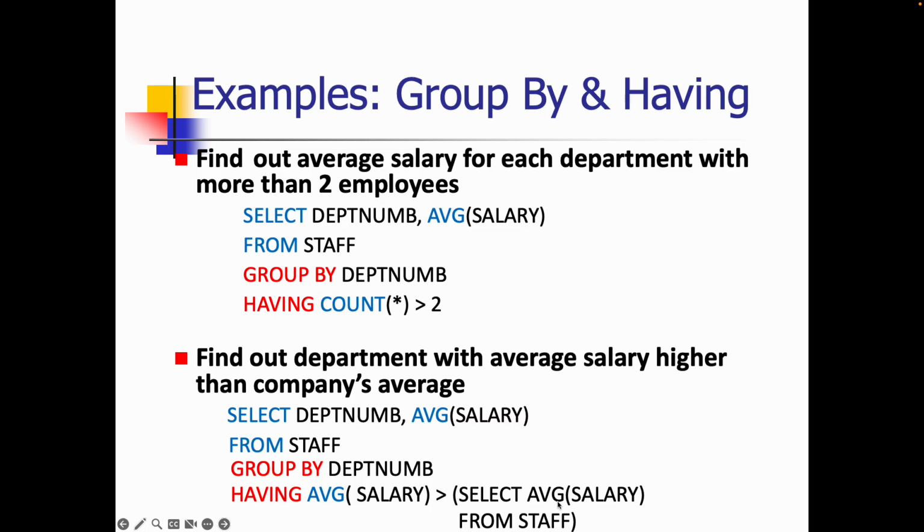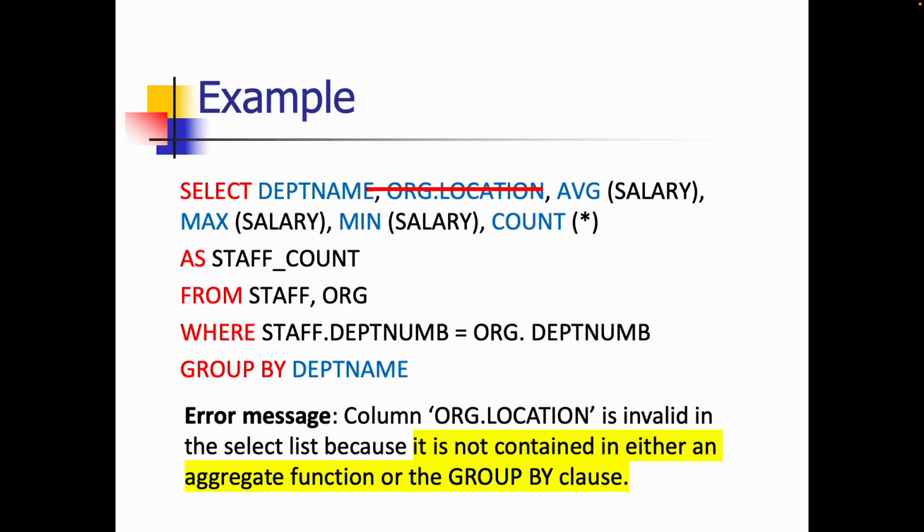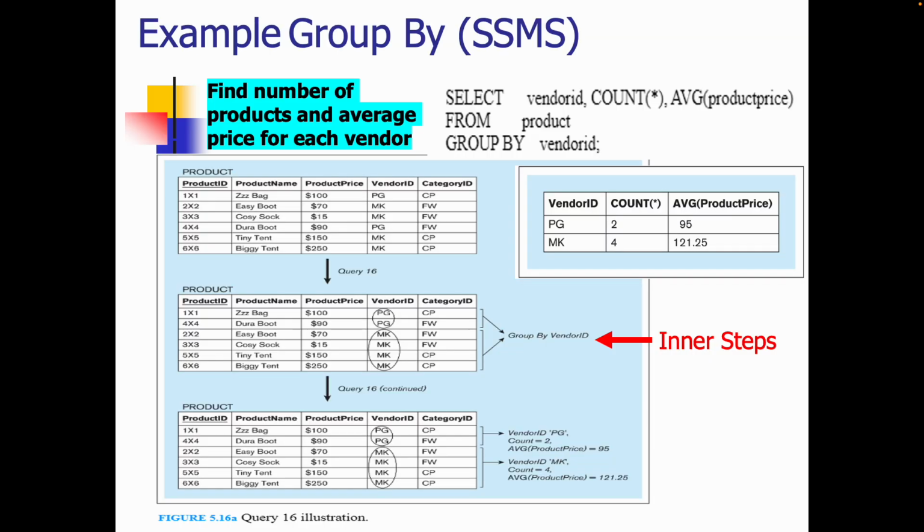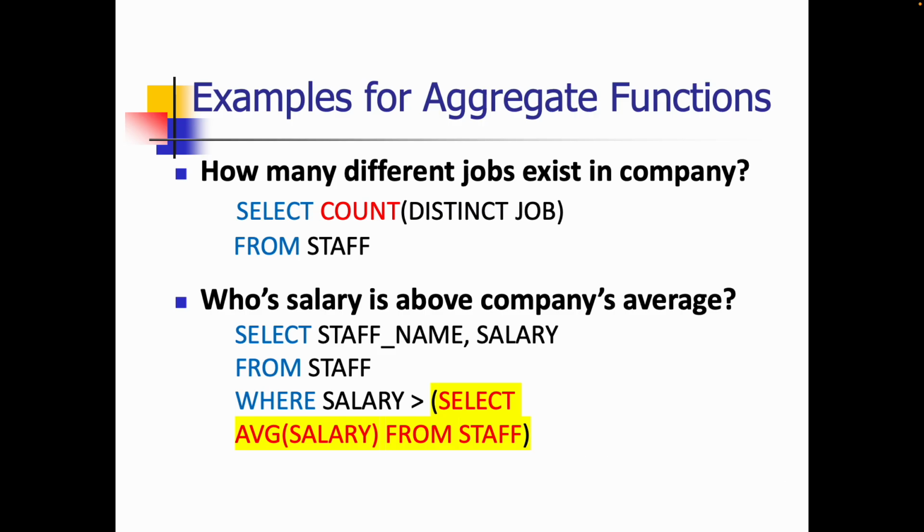Now, the problem here, or the difference here with the other query that we have seen before, is that in the staff table, which we are selecting our columns from, the departments were repeated, right? So let me show you the tables.